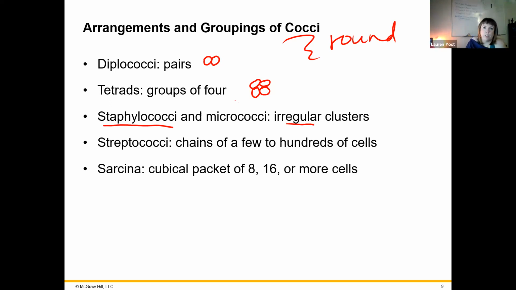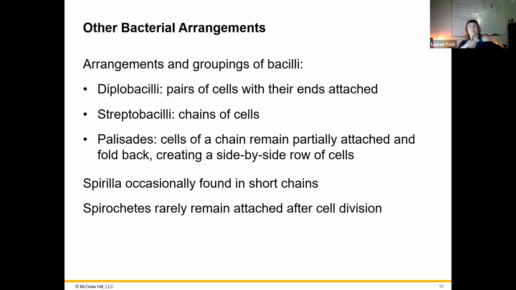Staphylococci, these are going to be irregular clusters. It sort of is literally the word referring to grape-like clusters. They're just irregular clusters, so clustered up together. Streptococci, these are the chains or strips, as I like to say, to help me remember. And then sarcina is a cubical packet. So if we had these guys here and then stack them up next to each other, for example, that would be a cube, that'd be sarcina. So it doesn't have to be just that size, it could be larger stackings.